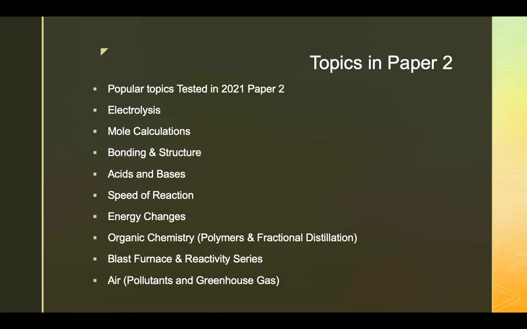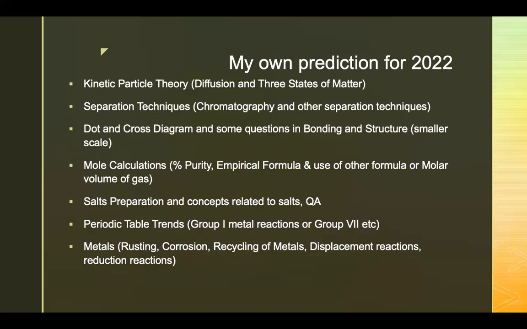How about in 2022? So in all, the popular topics that were tested in paper 2 were electrolysis, mole calculations, bonding and structure, acids and bases, speed of reaction, energy changes, organic chemistry, which focuses on polymers and fractional distillation, the blast furnace and reactivity series, air, pollutants, and greenhouse gases.